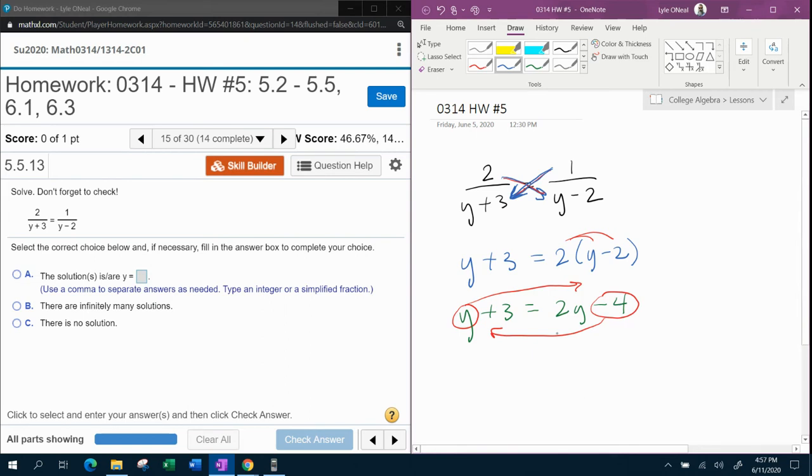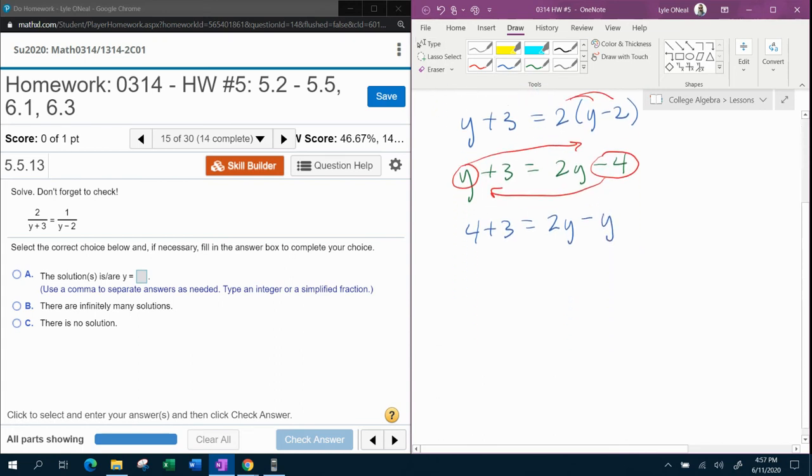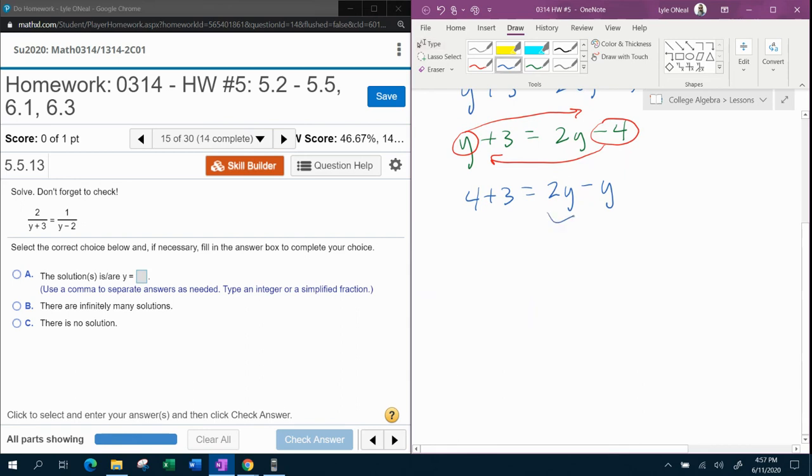The negative 4 becomes plus 4. The plus 3 didn't move, so it's still plus 3. The 2y didn't move. It's still 2y. But look, this y becomes negative y. And then if I combine like terms, I'm going to have just y. 2y minus 1y is just y. 4 plus 3 is 7. Look at that. And I'm done.